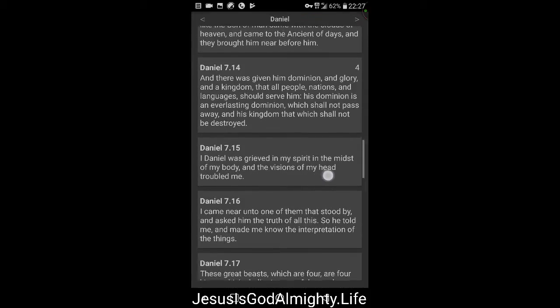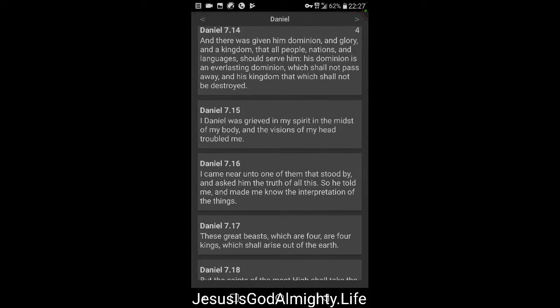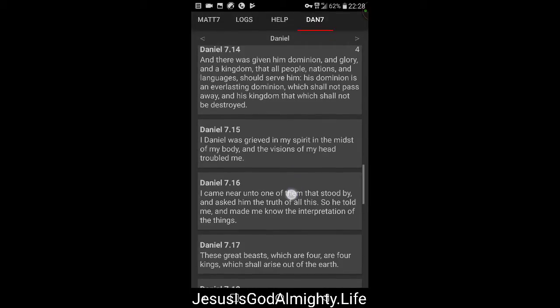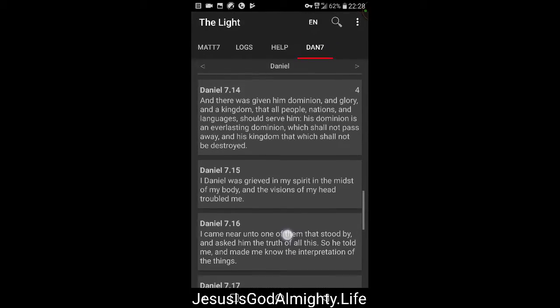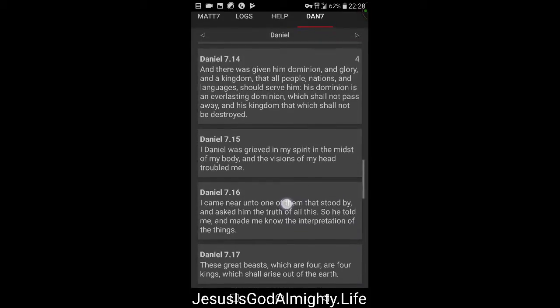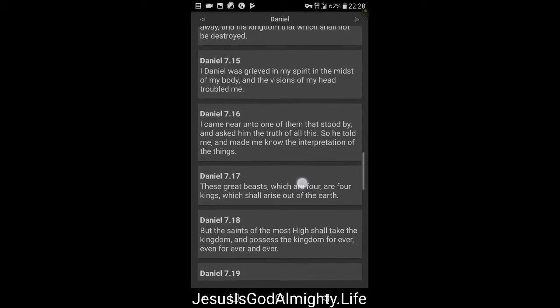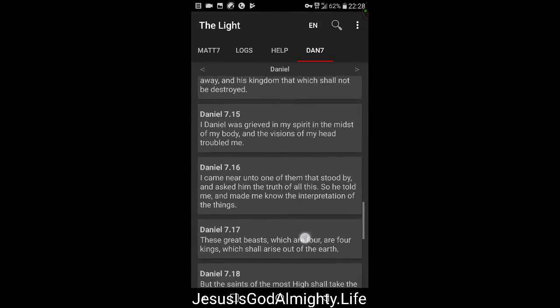Anyway, I see here: and there was given him dominion and glory and a kingdom, that all people, nations, and languages should serve him. His dominion is an everlasting dominion which shall not pass away, and his kingdom that which shall not be destroyed. And of course, that couldn't be Rome, because Rome is going to be destroyed. So that's the kingdom of the Messiah. So we are still expecting Yeshua to return and set up his kingdom here on earth for 1,000 years.